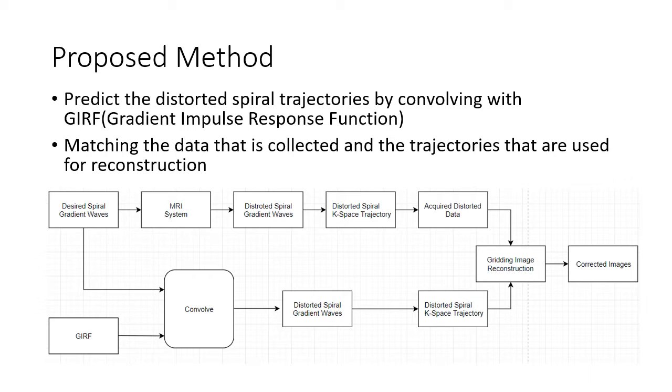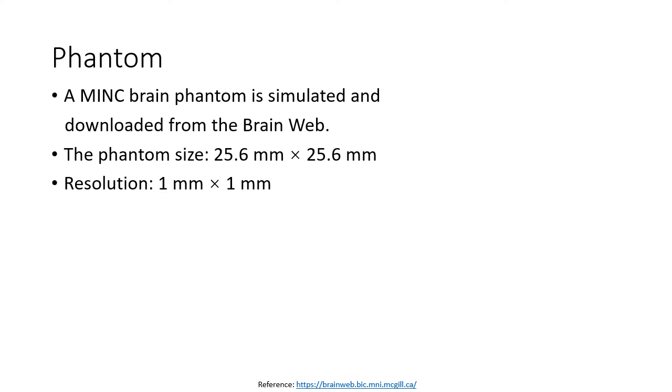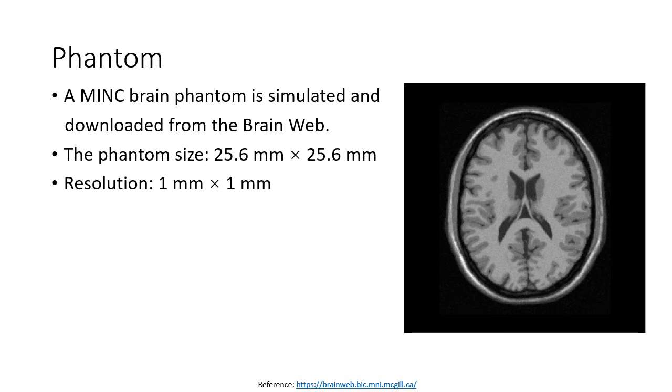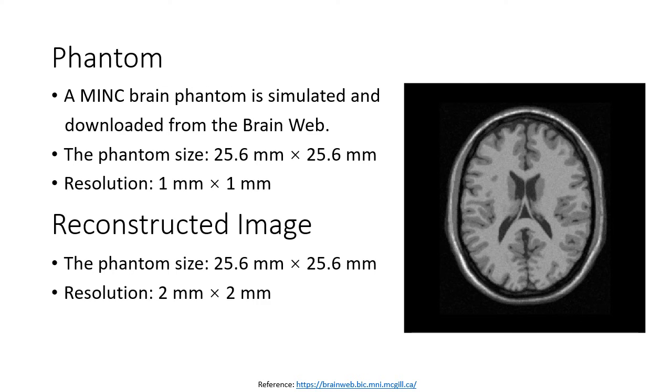Since in this project I used spiral trajectories, gridding reconstruction was used for image reconstruction. The phantom that I used is the mouse brain phantom, which is downloaded from BrainWeb. The resolution is 1 mm and 256 pixels on each side. This is the phantom that I used. For reconstruction, I used a resolution of 2 mm.